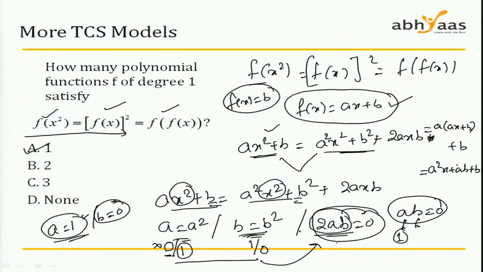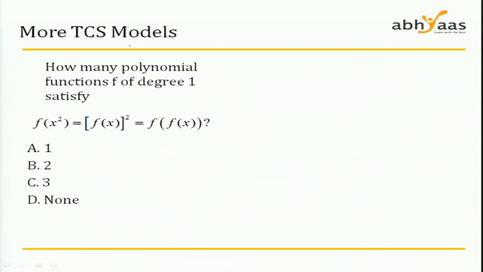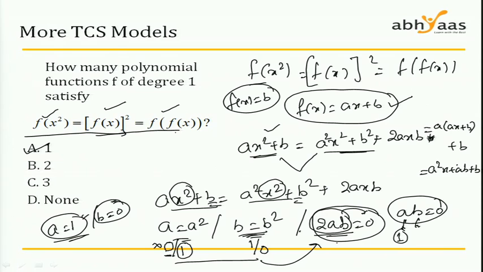Right. Now I'll explain one other kind of extension of this problem. Let me take a whiteboard for it. Right. So what should happen? F of x square should be equal to f of x. So f of x whole square should be equal to f of x. In the first case, I equated the first two equations. Now let's see if we equate the second two equations, what happens.